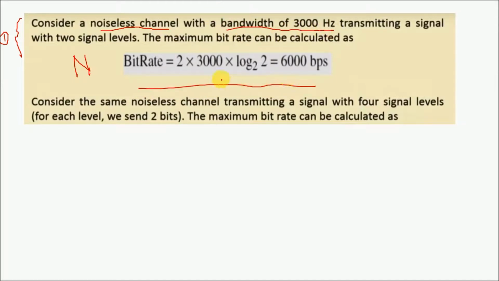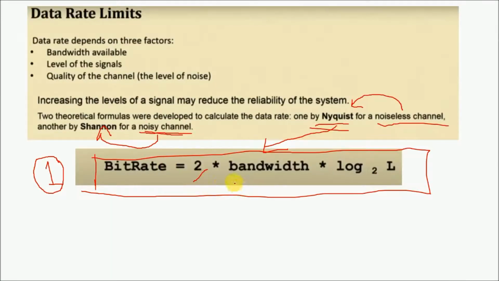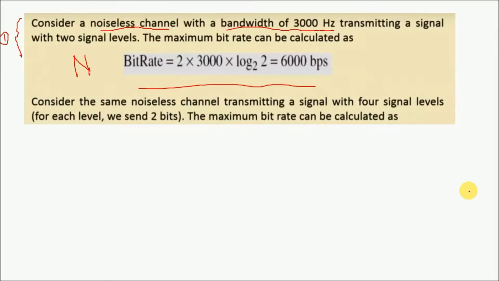Here the bandwidth is 3000 hertz. What is the Nyquist formula? 2 multiply bandwidth multiply log L base 2. L is the level of the signal. For digitization, different levels can be used. So what will be the level of the signal? That will be provided in your problem.